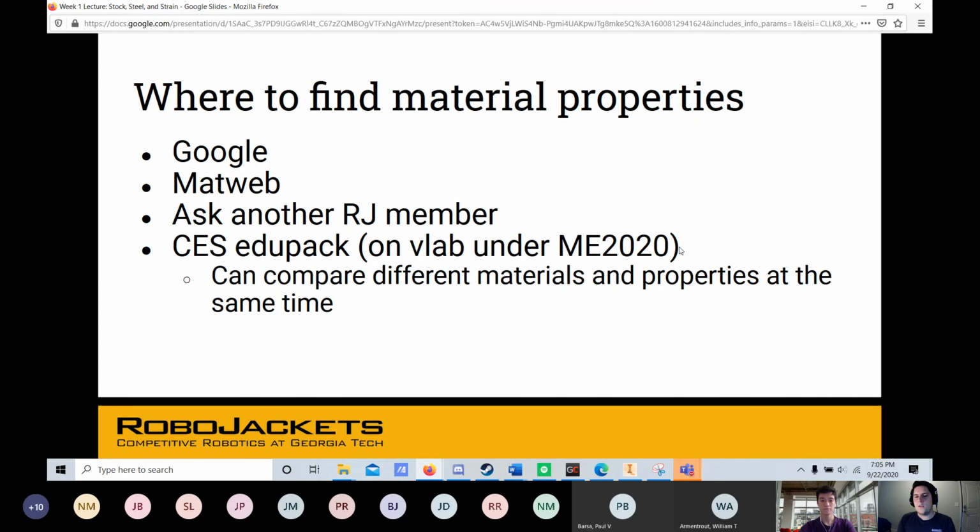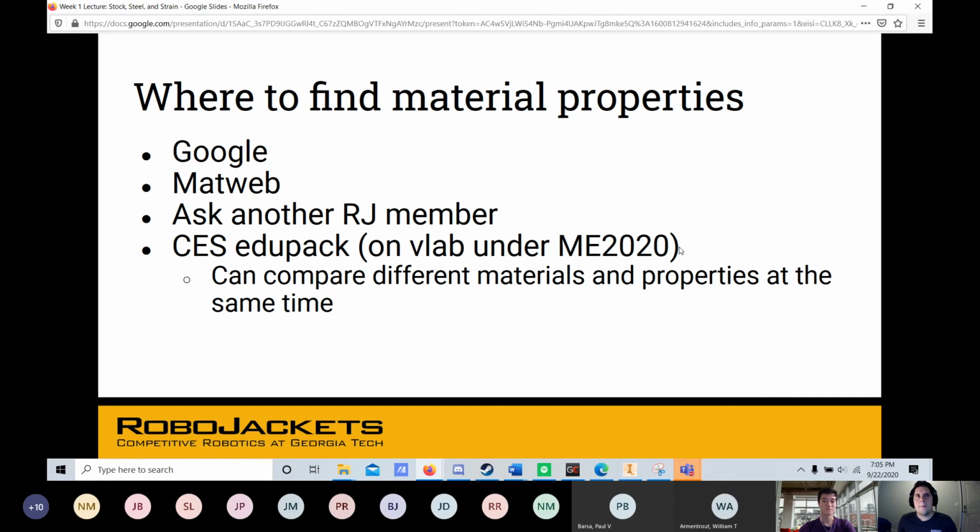If you're designing something with a regular piece of steel, probably a mild steel, a safe estimate of the Young's modulus is typically 200 gigapascals. And I'm sure the people that you're working with in RoboJackets might know that at the top of their mind, if asking them is a lot quicker than Googling it.